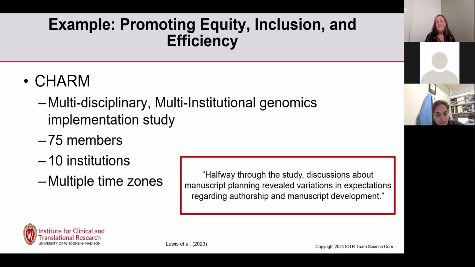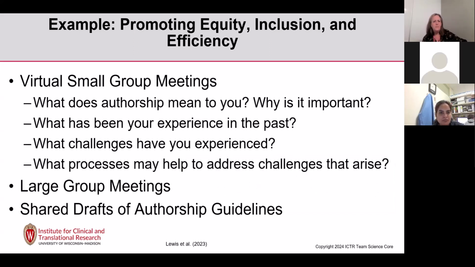And very quickly, as a quote from the paper, halfway through the study, discussions about manuscript planning revealed variations in expectations regarding authorship and manuscript development. So they noticed early on that they were starting to have some dissenting opinions and conflicts related to publication of the work that they were doing. So they took a very structured and intentional approach to handle their authorship equitably, inclusively, and efficiently.